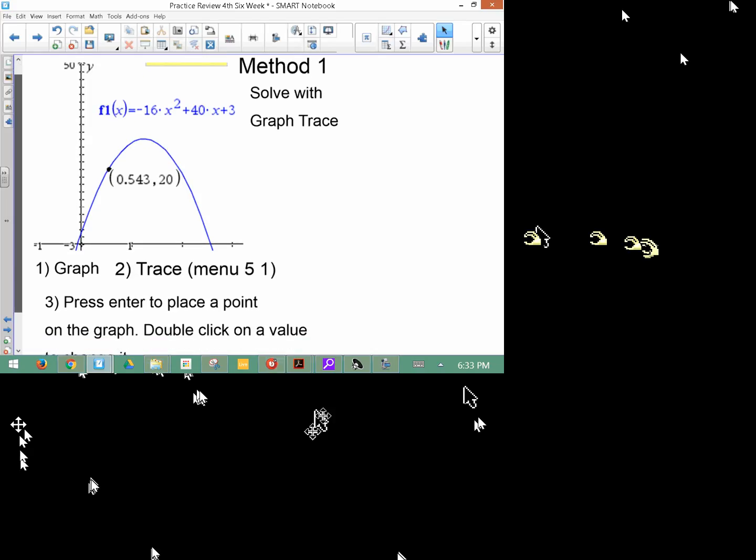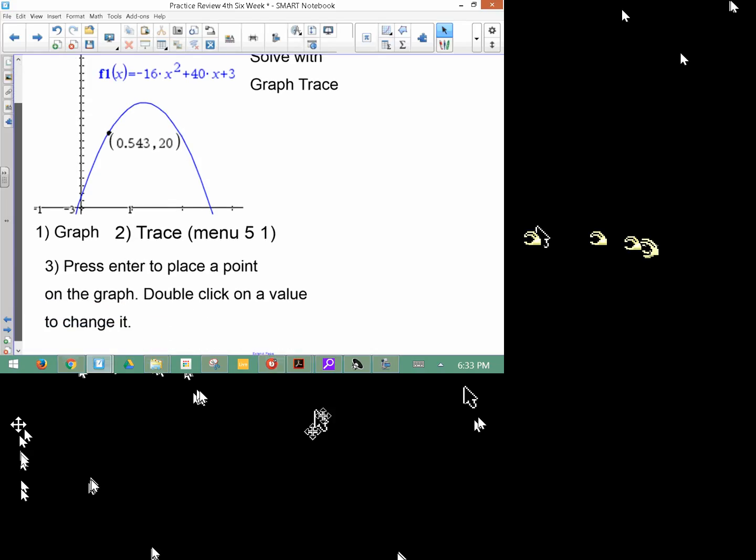So here are our steps again. Graph, trace, which is menu 651, and we're going to do something extra. We're going to press enter to place a point on the graph like we did a few problems ago. And then we're going to actually change these values so it can say exactly what we want to say. Let me show you what that looks like.